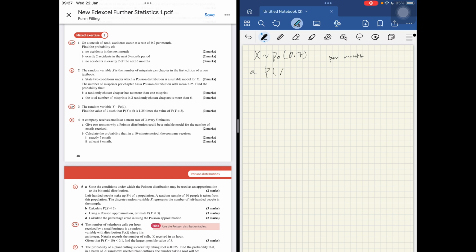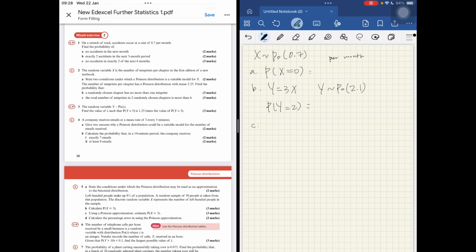And part A, no accident in the next month. This is the probability X equals 0. I will calculate it. And probability of exactly 2 accidents. So X becomes 2. No, this is not like this, because now it changed the duration, like 3 months. So now Y follows Poisson 2.1. So probability Y becomes 2.